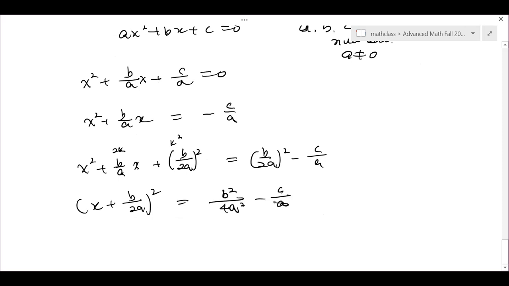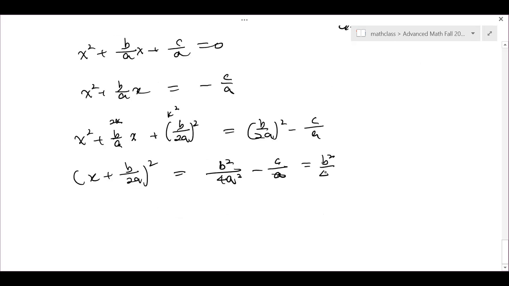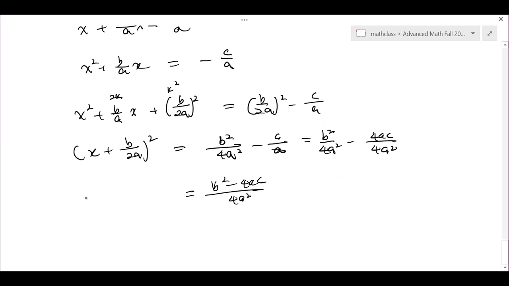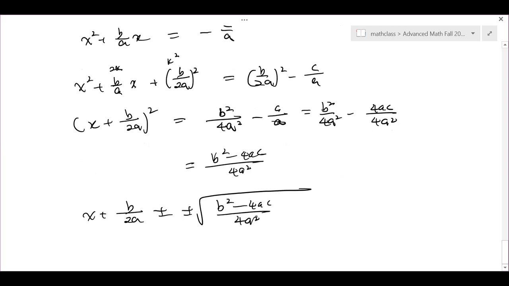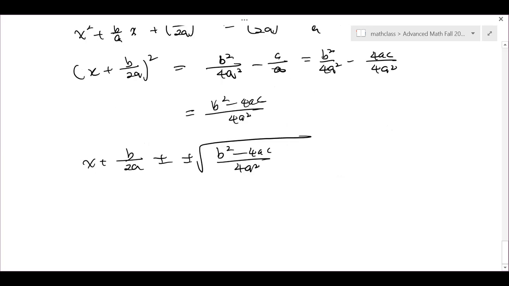So they do not have a common denominator. So maybe I can put the common denominator, right? 4a squared, minus 4ac over 4a squared. All right, great. So that is going to be b squared minus 4ac divided by 4a squared. All right, so now you get a perfect form of the equation. Then you can solve that. x plus b over 2a is going to be plus minus the square root of b squared minus 4ac divided by 4a squared.